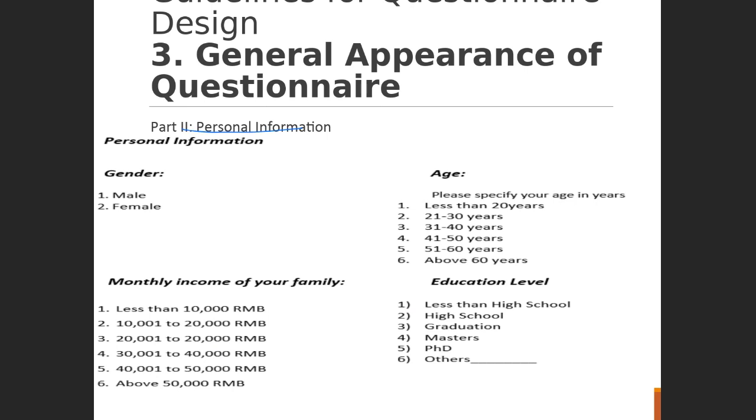Okay, so the second part is about personal information. You can ask about gender, age, monthly income, education level, depending upon the relevant demographic characteristics which you want to include in your research. You can include other demographic characteristics as well, like their marital status, or if you are asking questions from employees, their experience level, etc., depending upon the purpose of your research.